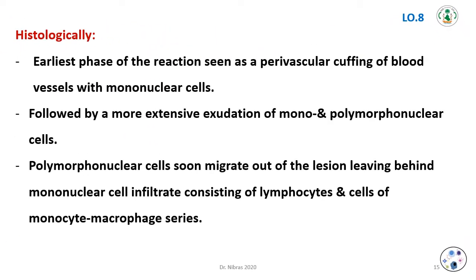Histologically, the earliest phase of the reaction is seen as perivascular cuffing of blood vessels with mononuclear cells, followed by more extensive exudation of mono and polymorphonuclear cells. Polymorphonuclear cells soon migrate out of the lesion, leaving behind a mononuclear cell infiltrate consisting of lymphocytes and cells of the monocyte macrophage series.